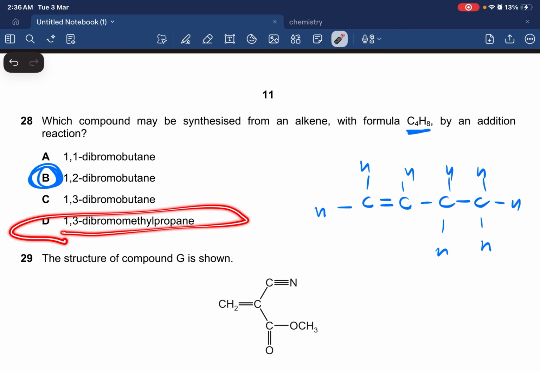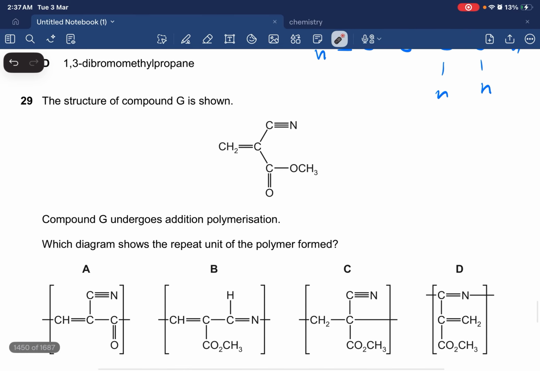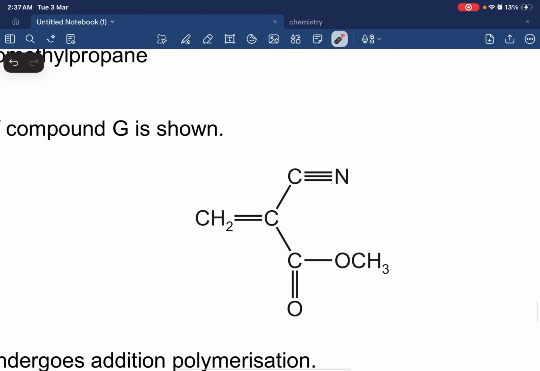1,3-dibromomethylpropane. Again, impossible to have a double bond between the first and the third carbon. Okay, the structure of compound G is shown. So this is compound G. G undergoes addition polymerization, which diagram shows the repeat unit of the polymer formed? So where do we have to do addition polymerization? Here, here, or here? Obviously on the double bonded carbon.